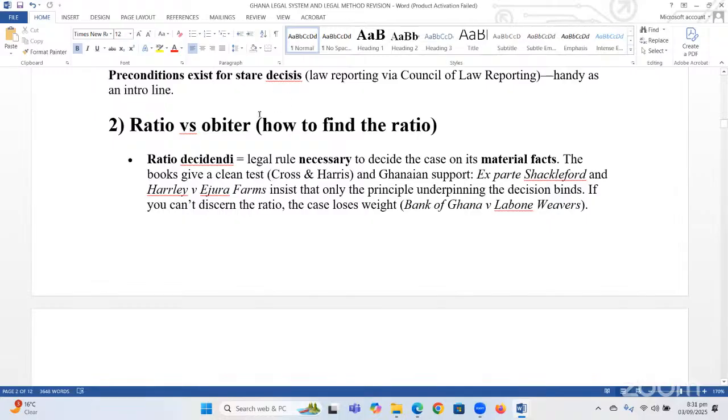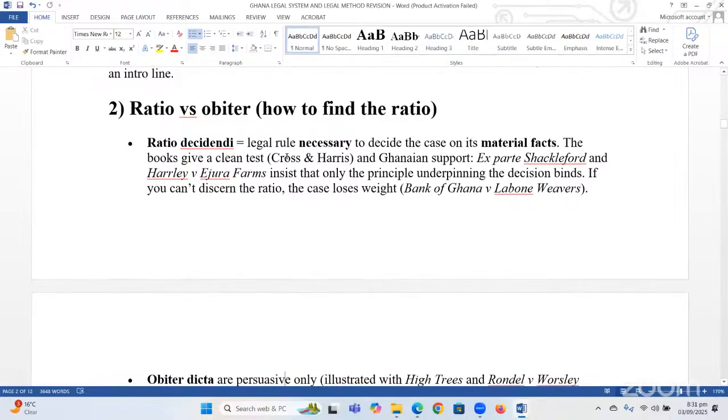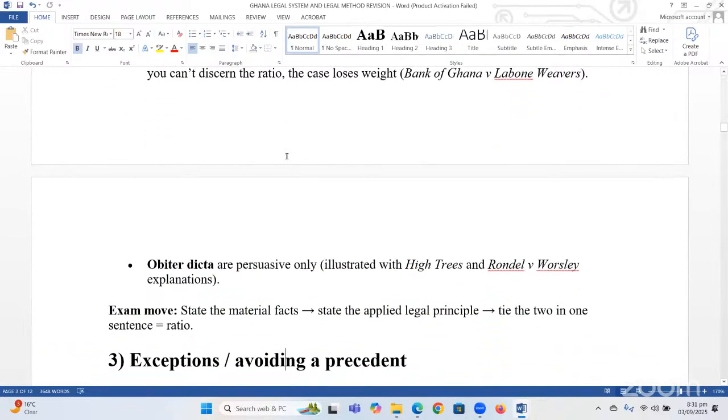If you have a case and the ratio decidendi cannot be extracted, then it becomes problematic, meaning that in terms of precedent, it cannot be used. Now, the obiter dicta is the aspect of the case which did not actually decide the material facts. Nevertheless, it was an important statement of maybe the law or how the law should be or what the law will be. So, obiter dicta is not binding, it's only persuasive.